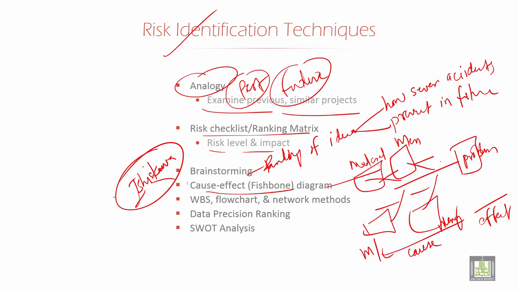Then he talks about the flowchart, work breakdown structures, flowcharts, and network methods such as PERT and CPM. For risk analysis also, we can figure out the paths.